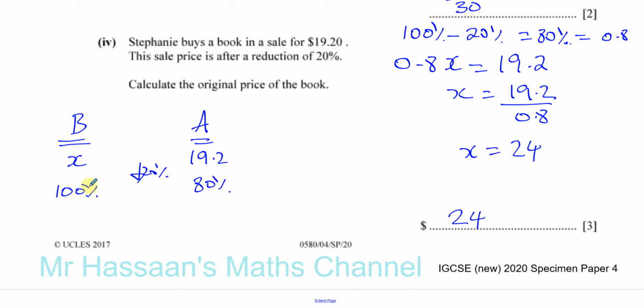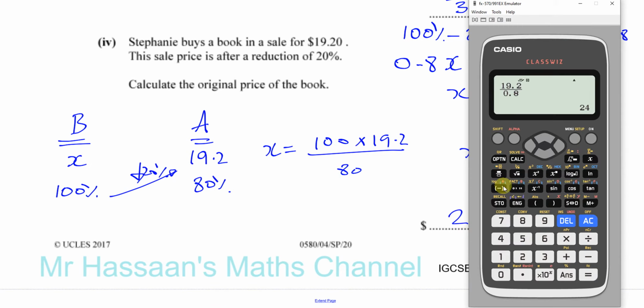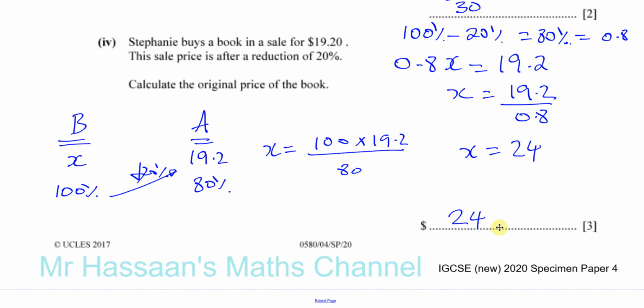So if you want to find X, we can just simply cross multiply: 100 times 19.2 divided by 80. You don't have to write the percent parts because they will cancel. And of course, this will give us the same answer. Just to make sure and to show you, 100 multiplied by 19.2 divided by 80. And that gives us 24, the same answer. Okay, don't put 0.00 because this is an integer answer, and that's how we're supposed to leave it.